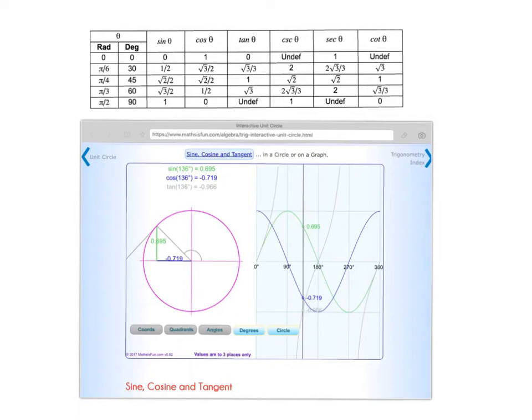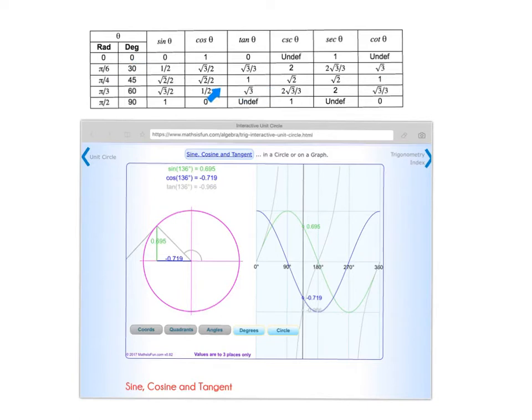Hello, welcome to this session on using the unit circle and the cast diagram. Well, here's the unit circle. Here's an interactive version of it from mathsisfun.com. If you Google Maths is Fun interactive unit circle, you'll find this no problem.